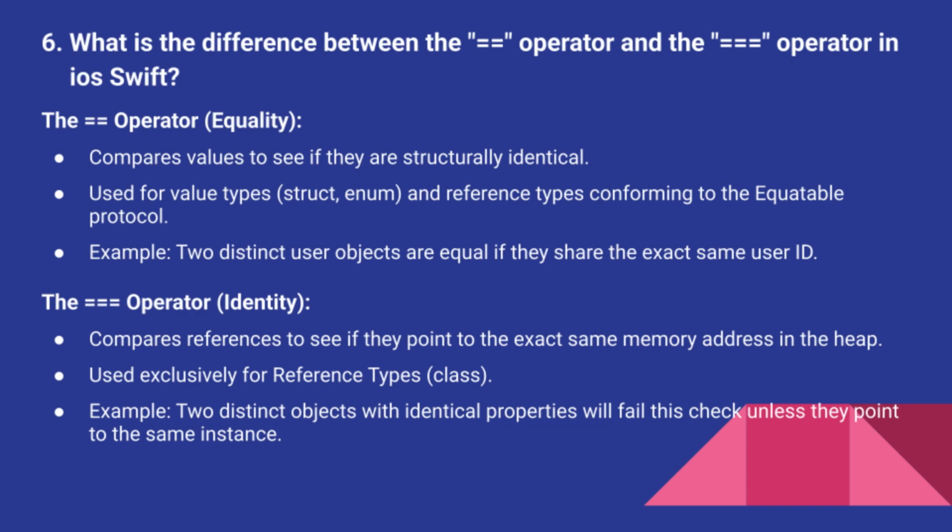Now, contrast that with the triple equals operator, which checks for reference identity. This operator asks, are these two variables pointing to the exact spot in the heap memory? Going back to our two Human objects, even though their properties are identical, they were initialized separately. That means they live at completely different memory addresses. So, if you compare them using triple equals, it will return false because they are separate instances. It will only return true if you point one variable directly to the other, like writing let human2 = human1.